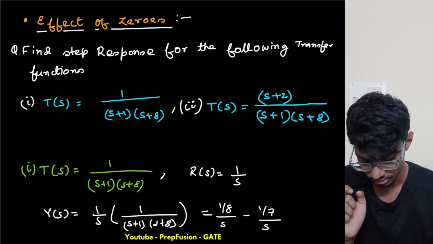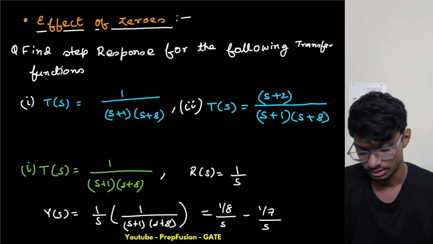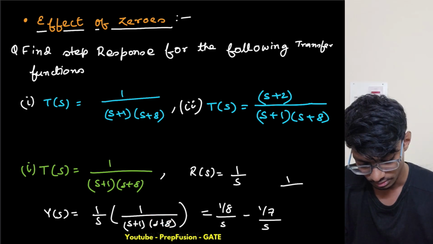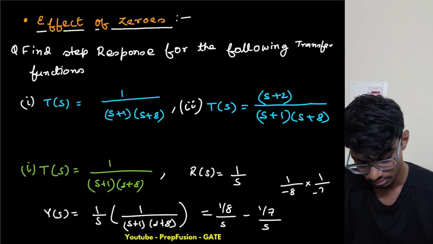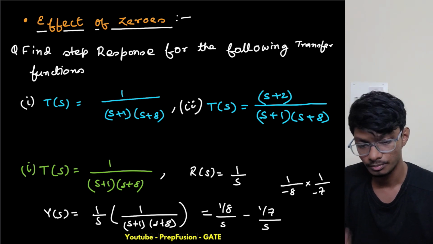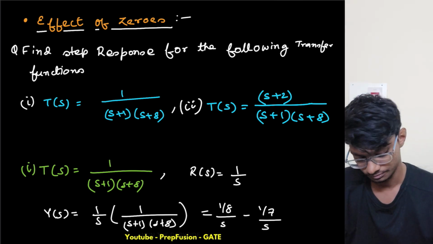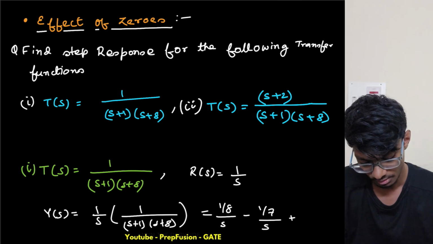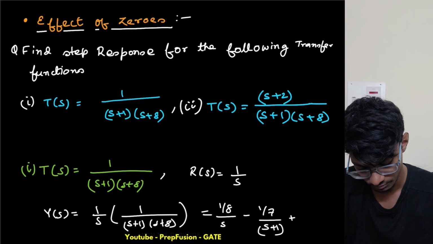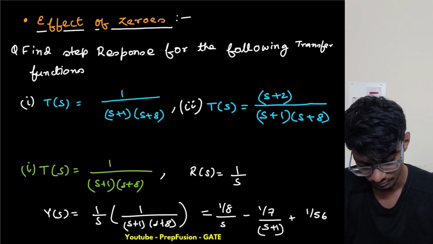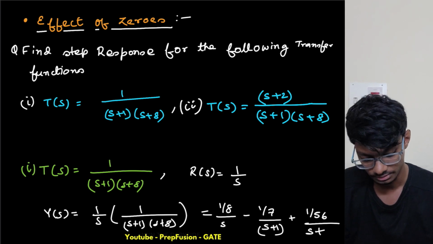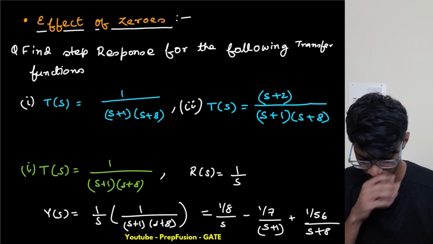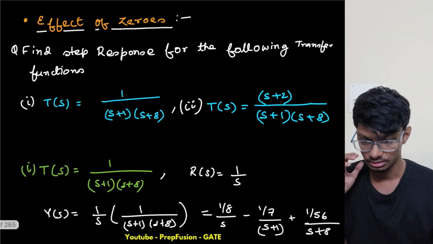And if I put s equals -8, what do I get? I get 1 by -8 into 1 by -7, so this becomes plus 1 by 56, over s plus 8. So yeah, this is basically my Y of s.